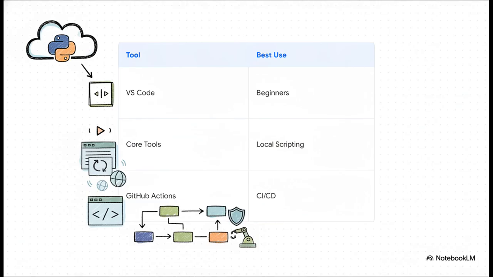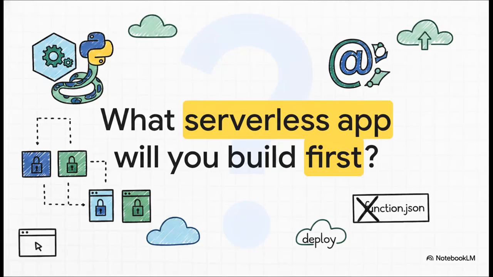When you're finally ready to ship it, you've basically got three main paths. Visual Studio Code is highly interactive and usually the best bet for beginners or rapid prototyping. The Core Tools CLI is amazing for local scripting and cross-platform work. But when you're building serious, production-ready serverless apps, GitHub Actions is the absolute gold standard for creating reliable, automated CI/CD pipelines. So, the mental bridge from JavaScript is officially built, and your tool belt is totally equipped for Python v2.